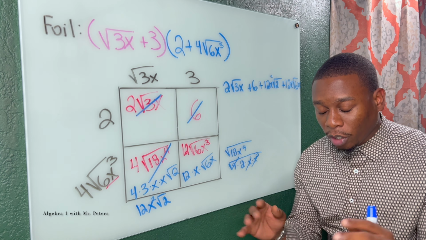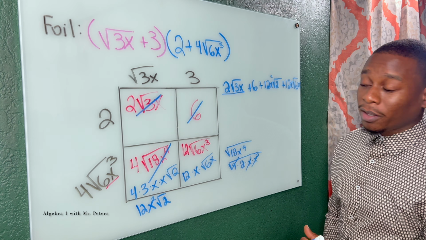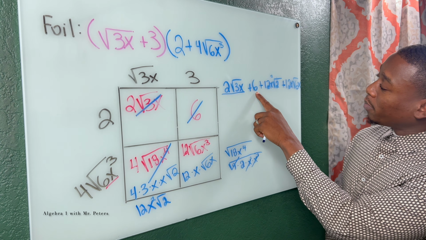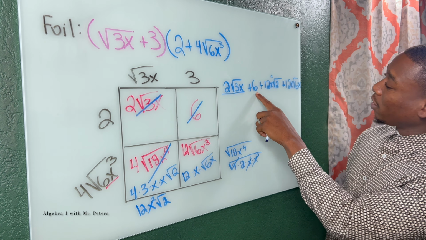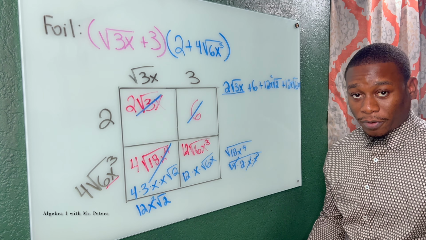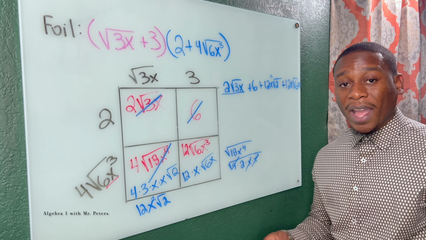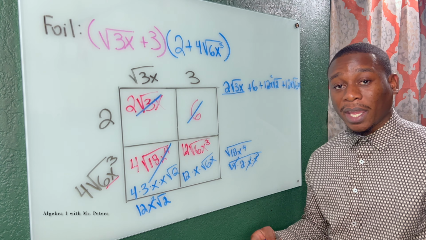But before we go, let's double check our answers. Can't simplify anything under there. We can't simplify 6. 12x squared radical 2 we can't simplify. And 12x times radical 6x we can't simplify. And we also notice what? There are no numbers under the radical that are exactly the same, meaning we can't combine.